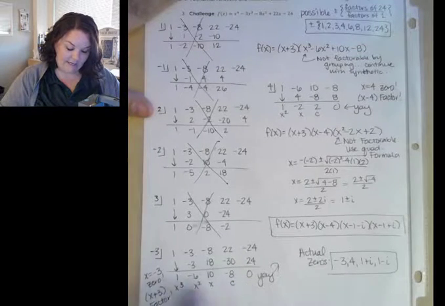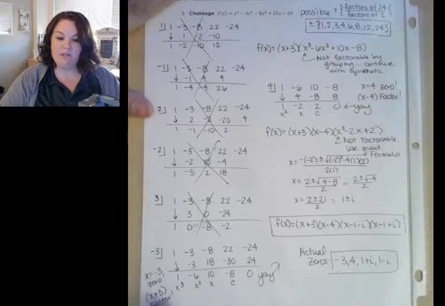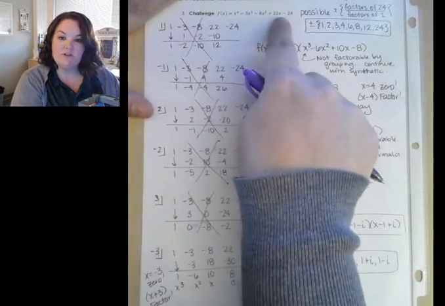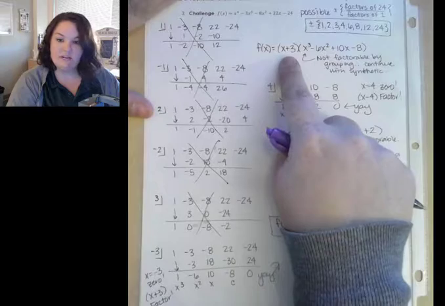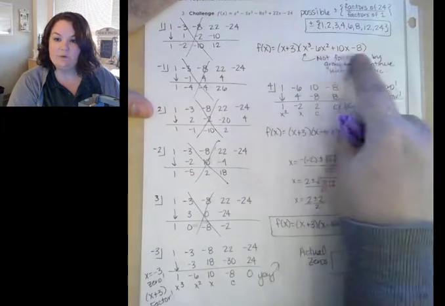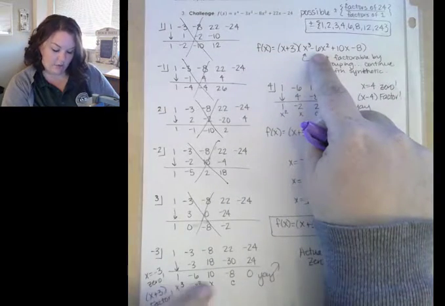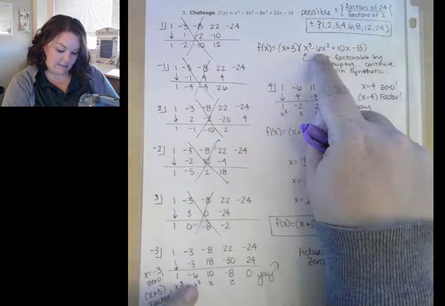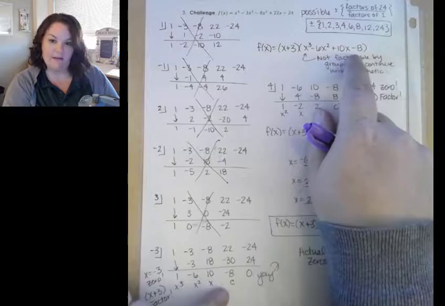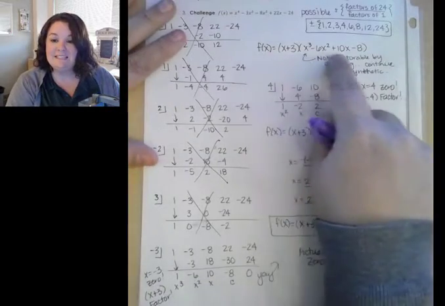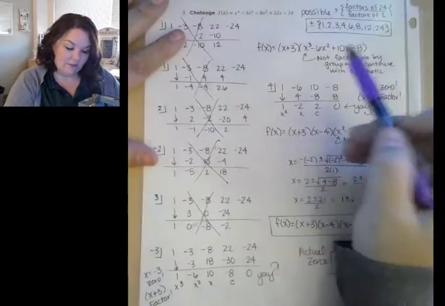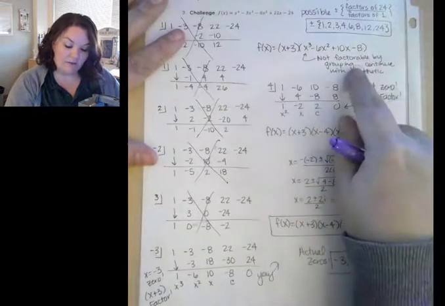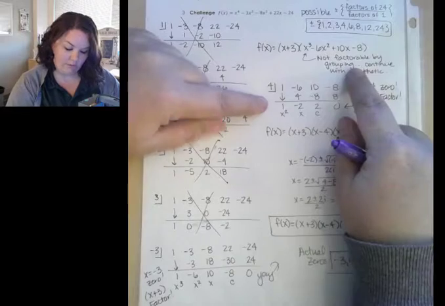So -3 is a 0, which means that x plus 3 is a factor. So I should be able to rewrite this original function as the factor that I just found times the quotient that was left over here in my synthetic. So I have my 1x cubed minus 6x squared plus 10x minus 8. And this is not factorable by grouping. If we try to group these together, it's not going to work out for us. So if it's not factorable by grouping, we want to continue going with synthetic.